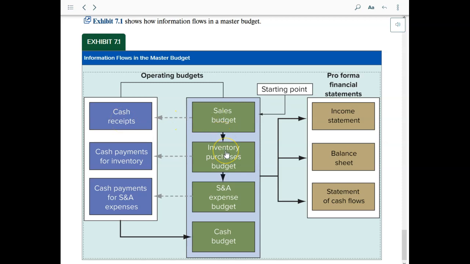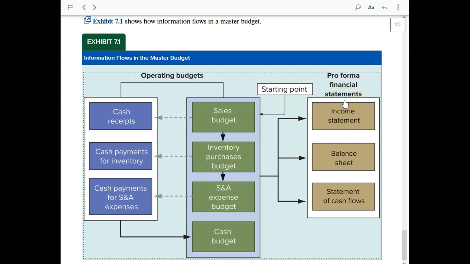How much inventory do we need to purchase to be able to sell it? Inventory is going to help you decide, what about cash payments? And then that's also going to help with the selling and administrative expense budget. And you worry about the cash payments for it also. Once you have these cash flow numbers, then you can prepare a cash budget. All this information will help you prepare what's called pro forma financial statements.